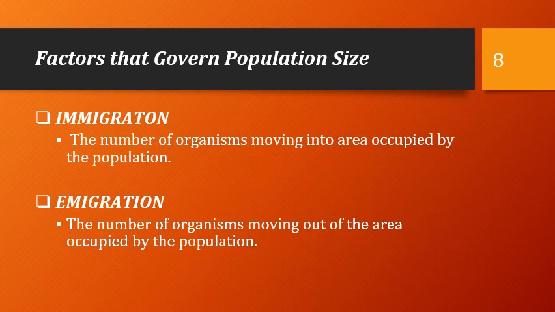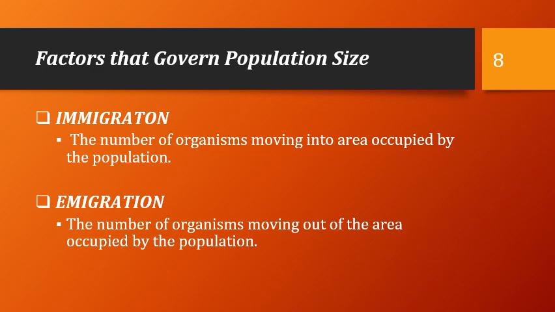So next we also have immigration. So when we say immigration, it is a term used to describe the number of the organisms or individuals moving into an area that is already occupied by a particular population. So meaning to say, it's a process of new individuals coming into the population's habitat or territory, potentially increasing the population size. Kapag may dumating sa isang community, it is a type of immigration.